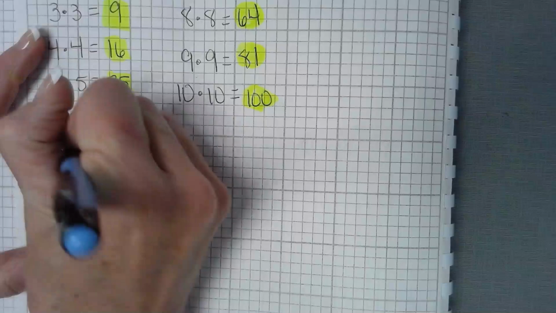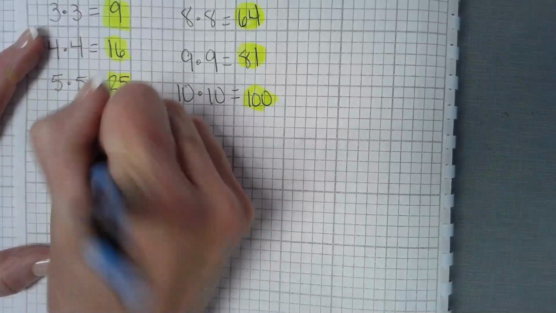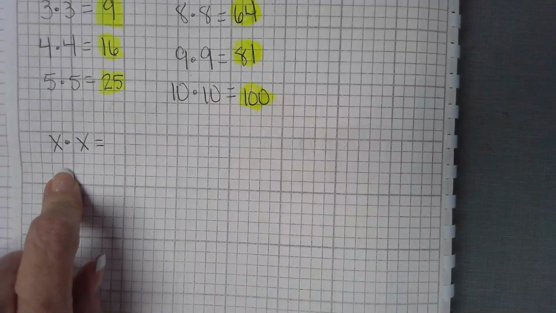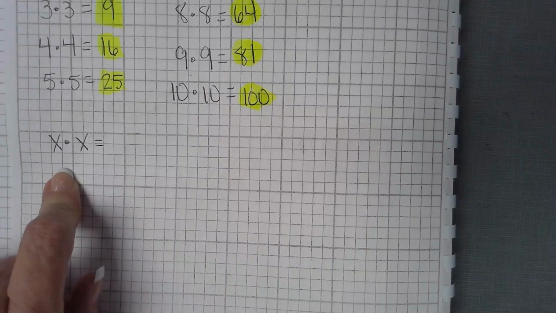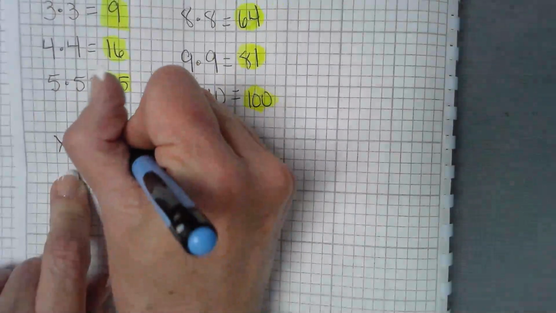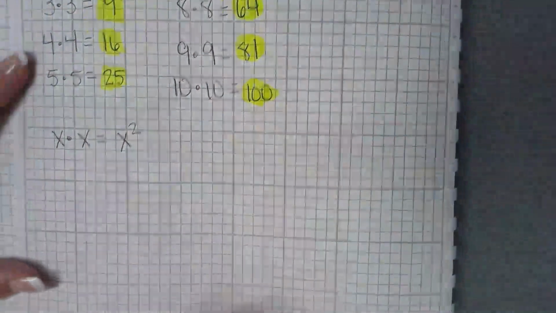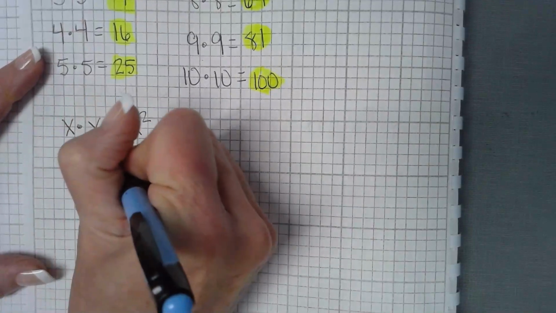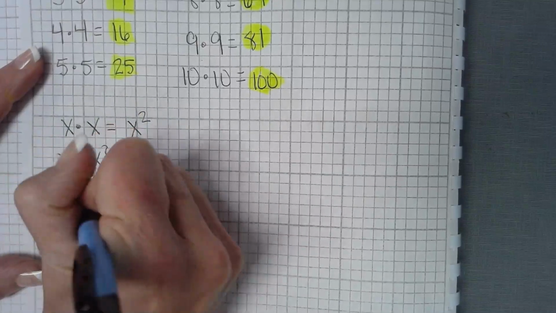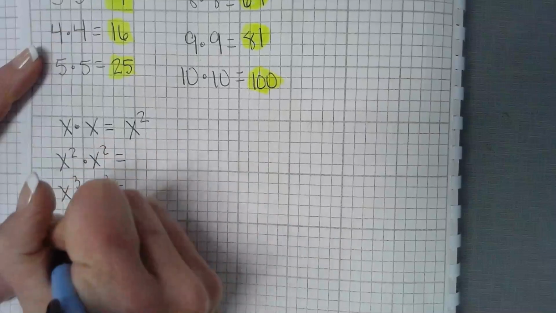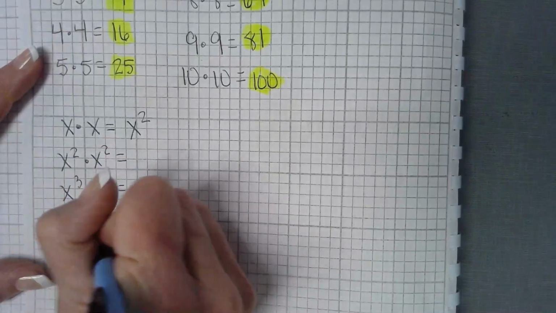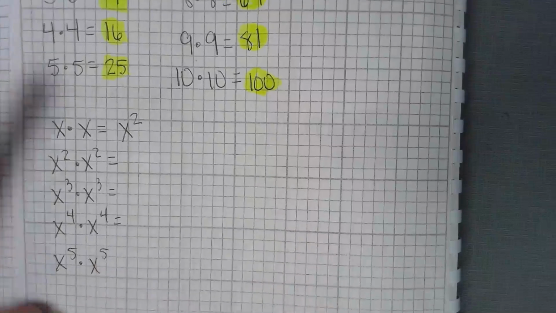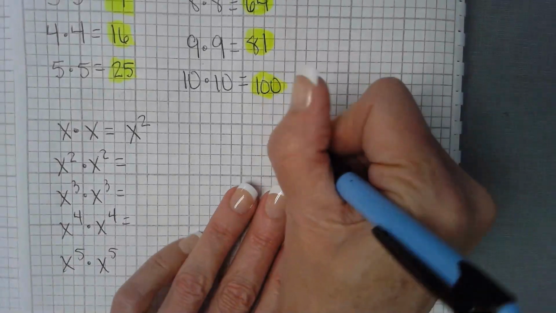Okay, so for instance, what is x times x? Maybe I should ask this first. What are you doing with powers in a situation like this? You're adding them. So x times x is x squared. X squared times x squared. X to the third times x to the third. X to the fourth times x to the fourth. I'm going to stop at x to the fifth times x to the fifth. We'll do some crazy ones.